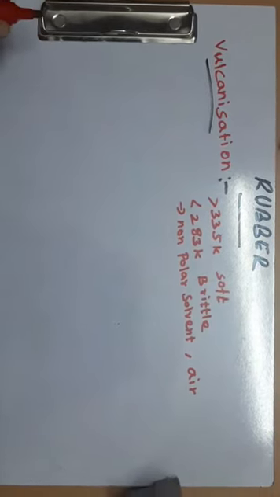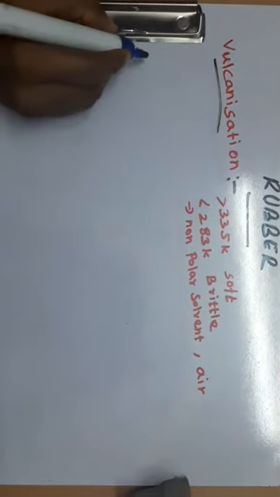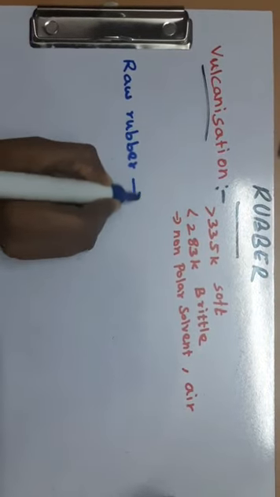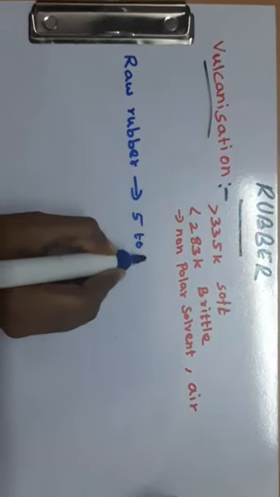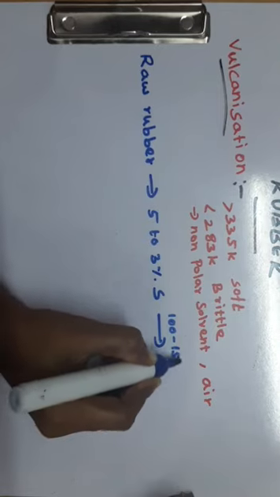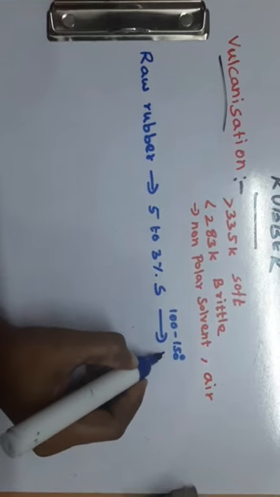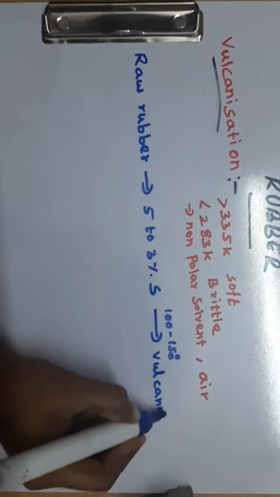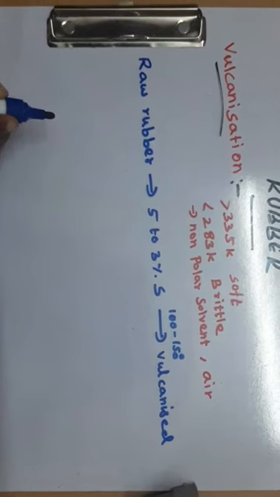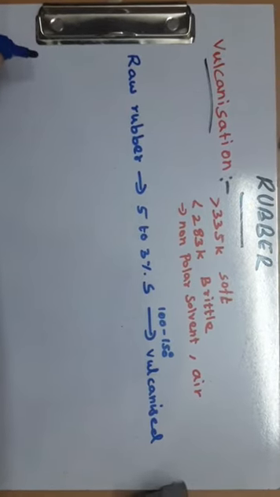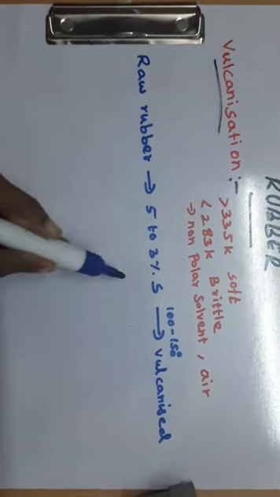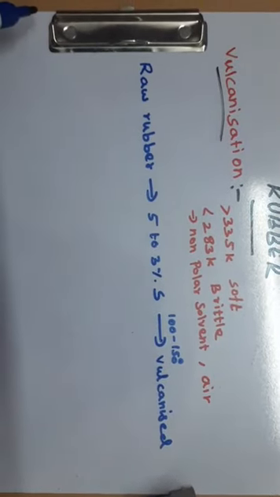Okay, so what do we mean by vulcanization? The raw rubber is heated with 3 to 5% of sulfur at 100 to 150 degrees centigrade. It gets vulcanized. Okay, so that is called vulcanized rubber. Now the vulcanized rubber is highly stable and strengthened because of the presence of sulfur. The addition of sulfur gives more strength to the raw rubber.